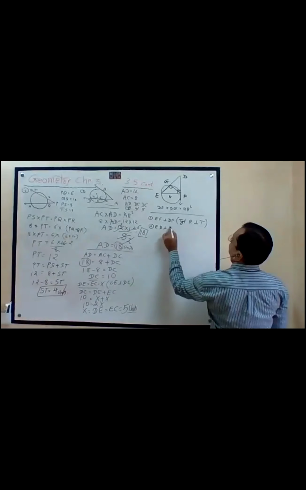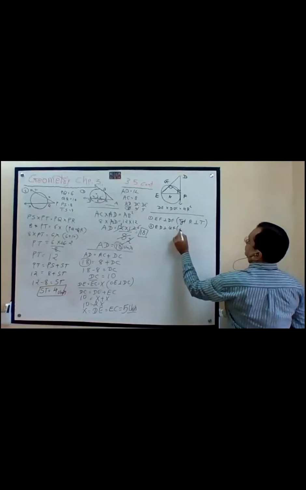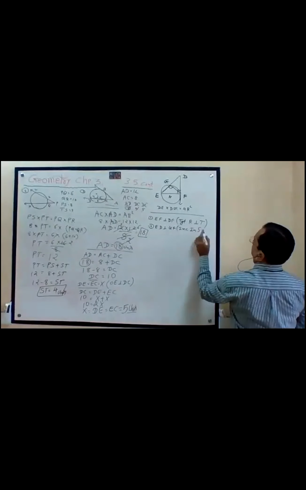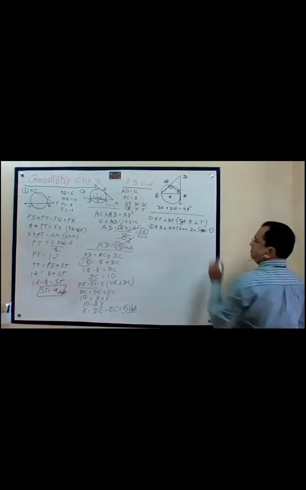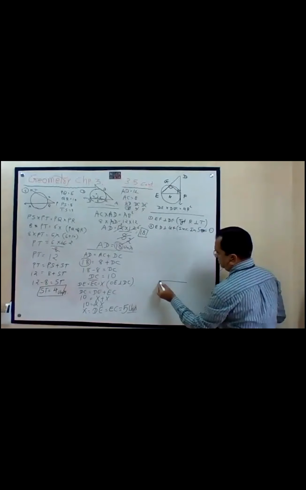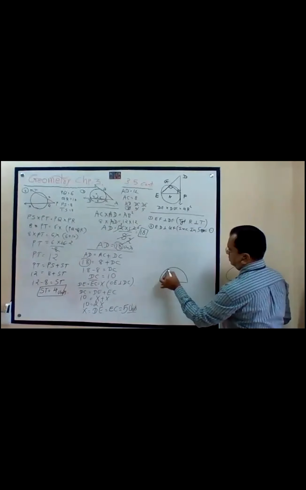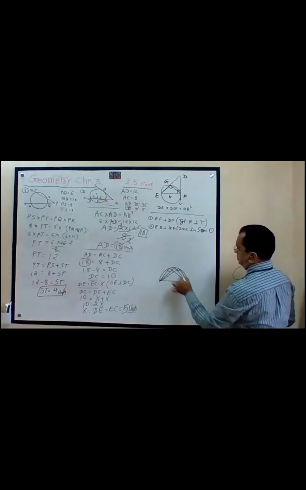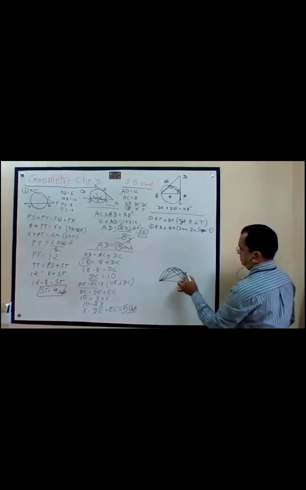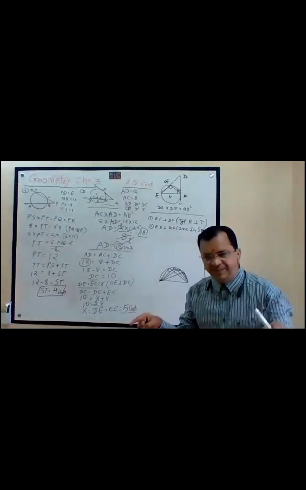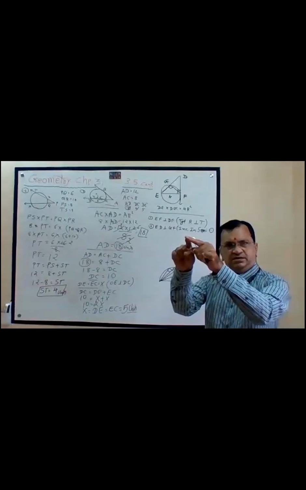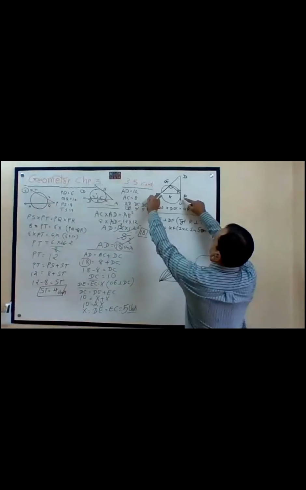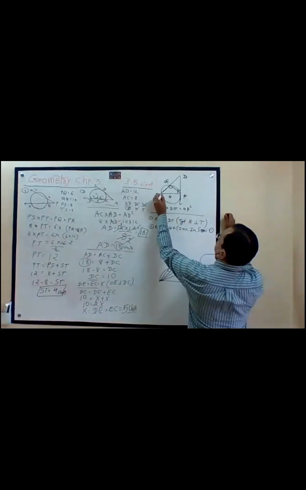ED perpendicular to GF, inscribed in semicircle. Again, this is 90, this is 90, this is 90. End point of diameter, whenever you join to any point on a semicircle, that is 90. So this is the diameter.